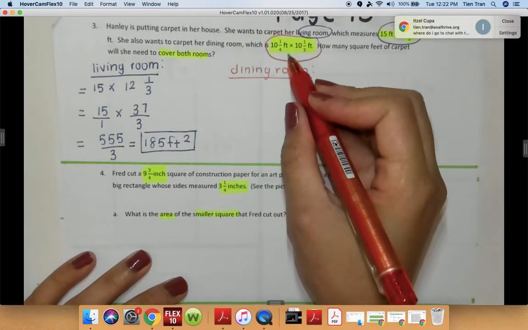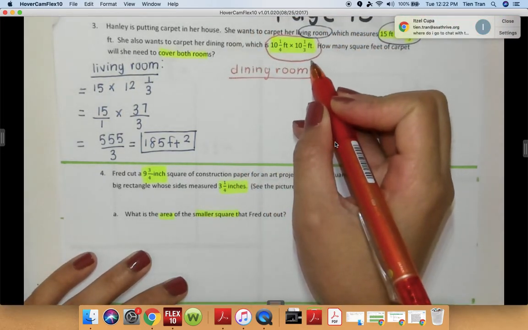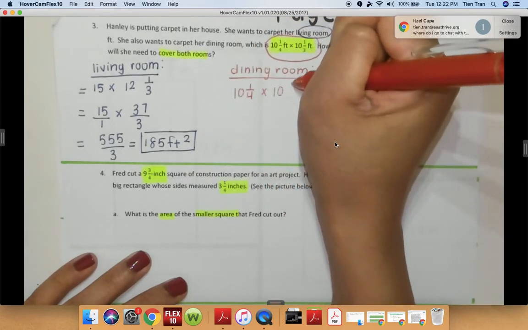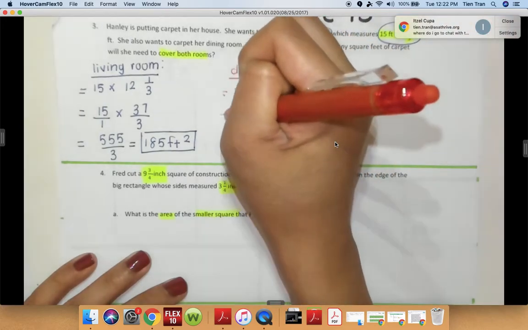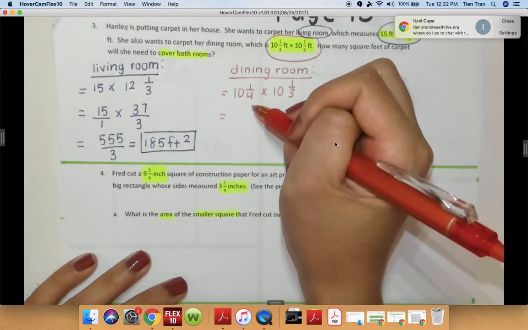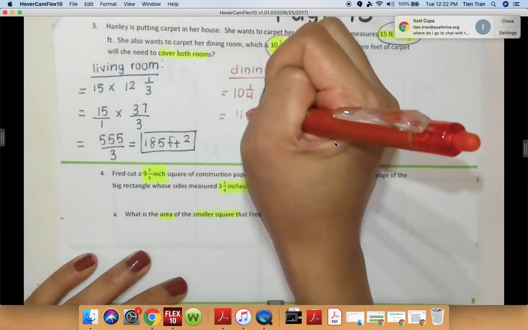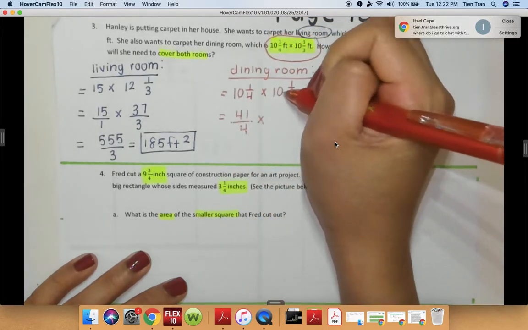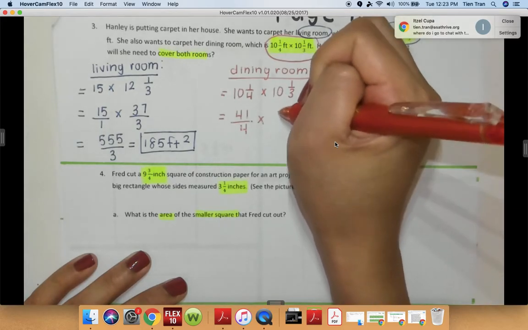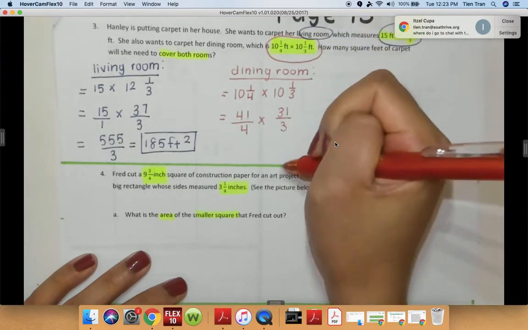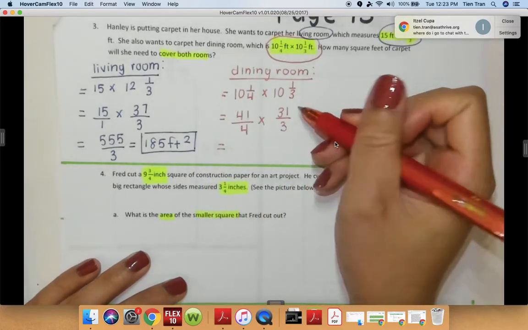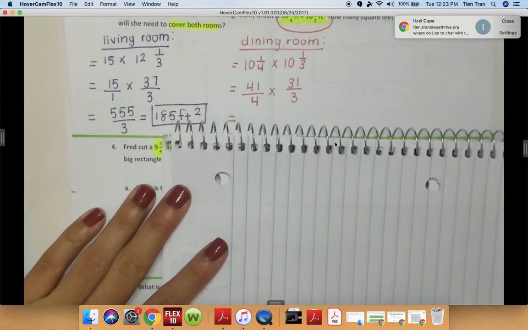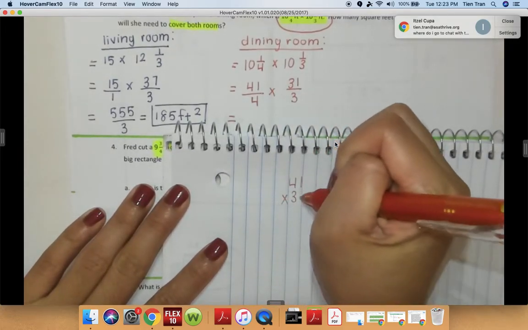And I am going to multiply these two numbers together to get my answer. So I have 10 and 1/4 times 10 and 1/3. Okay? 4 times 10 is equal to 40. 40 plus 1 is 41. So I have 41/4. And then 10 times 3 is 30. And 30 plus 1 is 31/3. Okay? Now, I need to multiply these two numbers together.